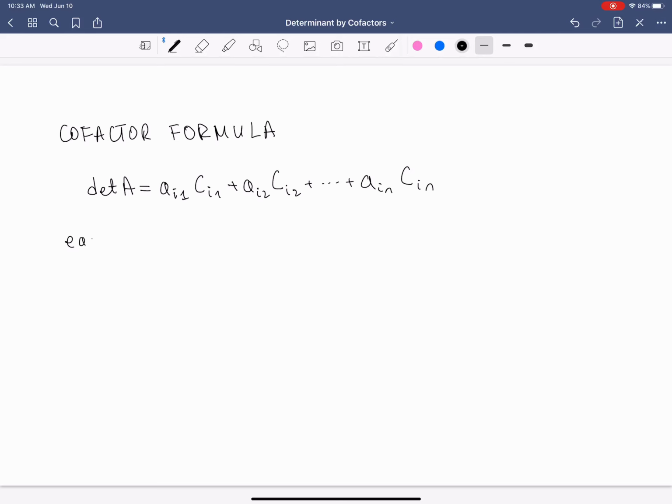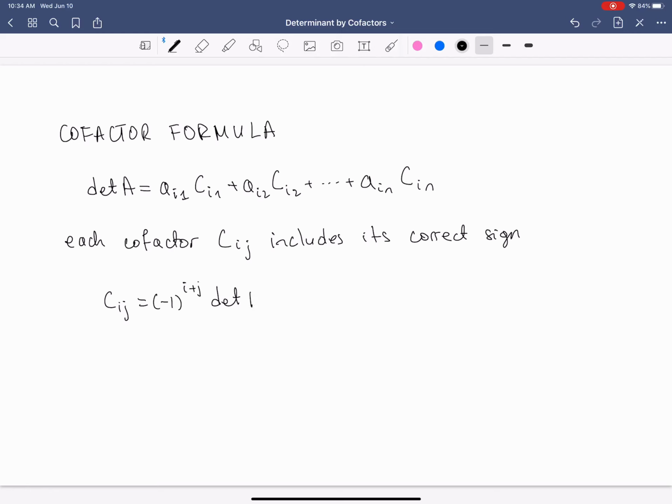So each cofactor, C_ij, includes its correct sign. Namely, C_ij is minus 1 to the power of i plus j times the determinant of the minor M_ij.